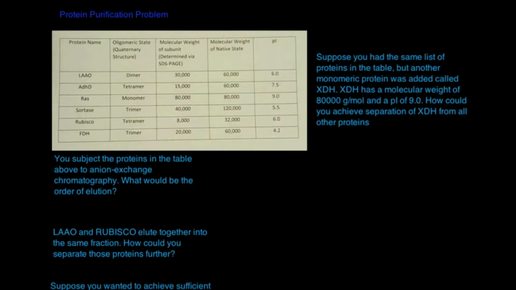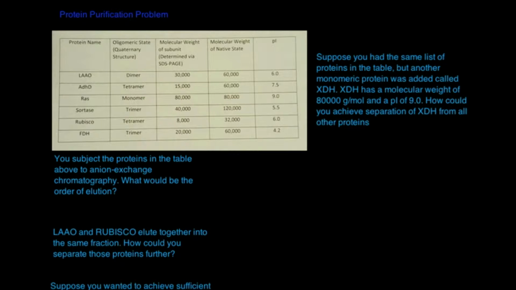Alright, so in this video we're going to do an exam caliber question, and this is going to be a protein purification problem. Here in this table we have some information. We have the names of several proteins, 6 of them to be exact. Also the oligomeric state of the protein is given. In this case, LAAO is a dimer, meaning it has 2 subunits. We have a tetramer, monomer, and so forth.